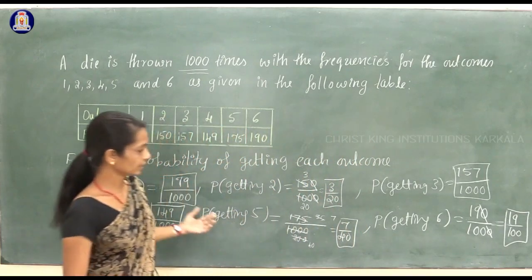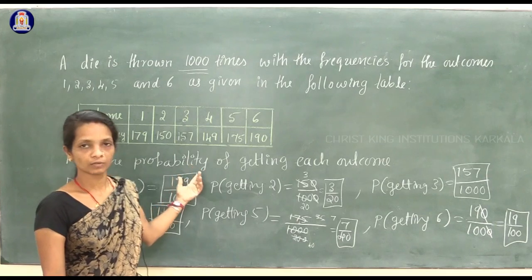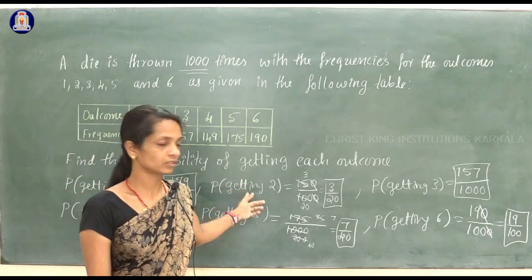Okay, you can see that in the denominator you have the same 1000. I already said that for a given random experiment the denominator is the same.